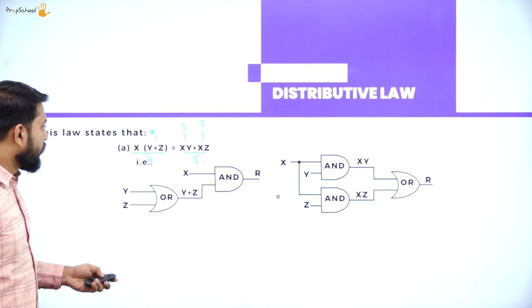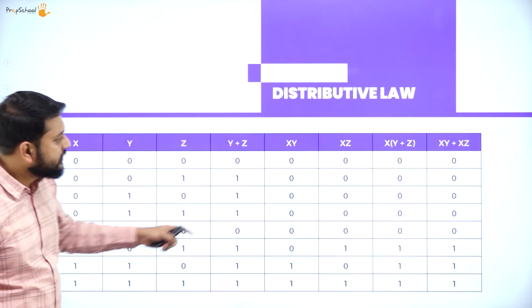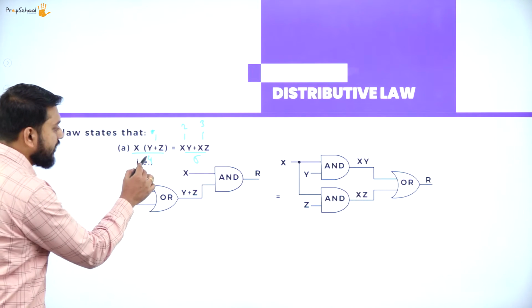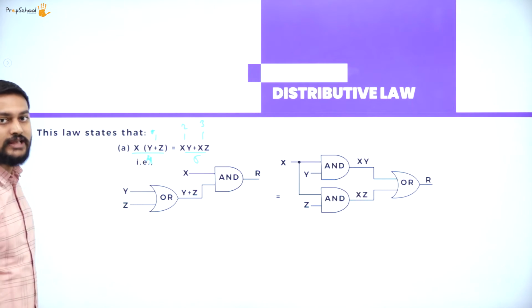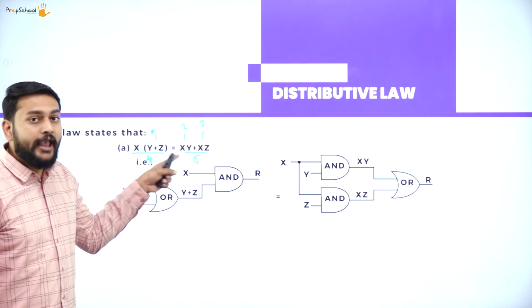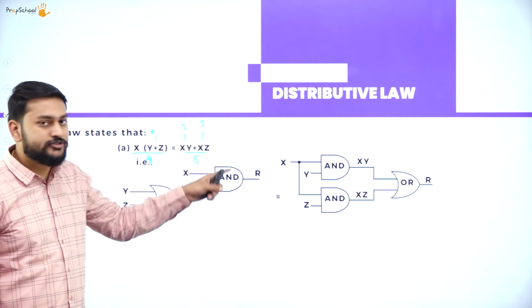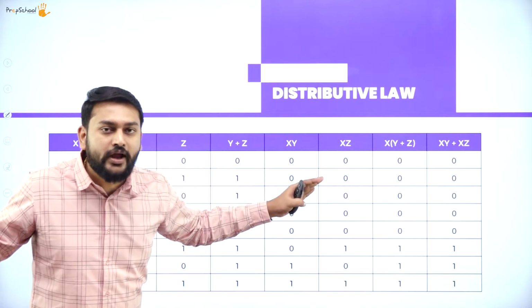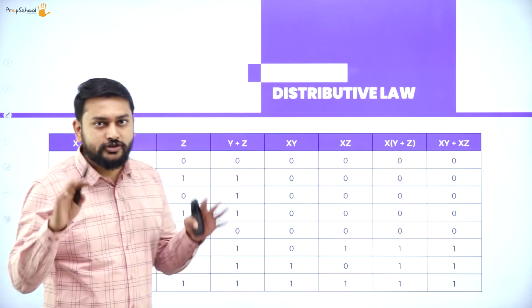What is the next one that I will have? Please observe, x into y plus z. Here I'm taking the fourth one, x into y plus z. The fifth one should be x into y plus x into z. That should be there. Yes, I have that. So this is how I write the columns first for the truth table.